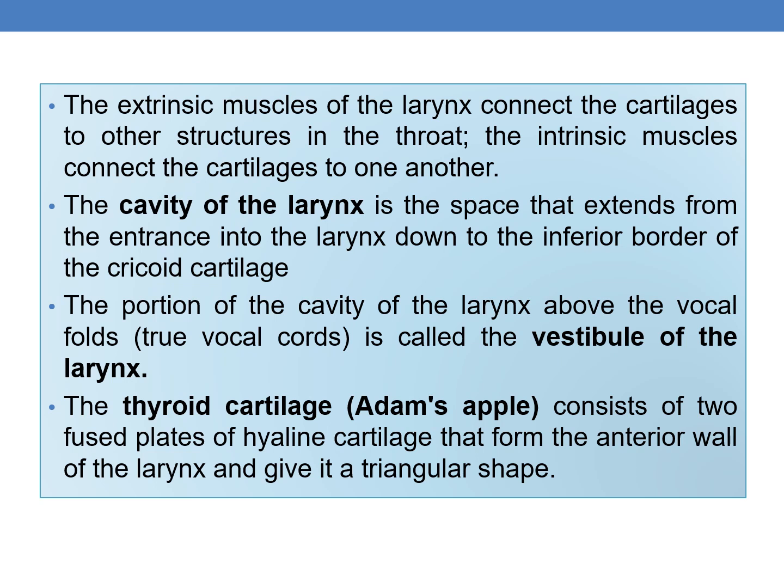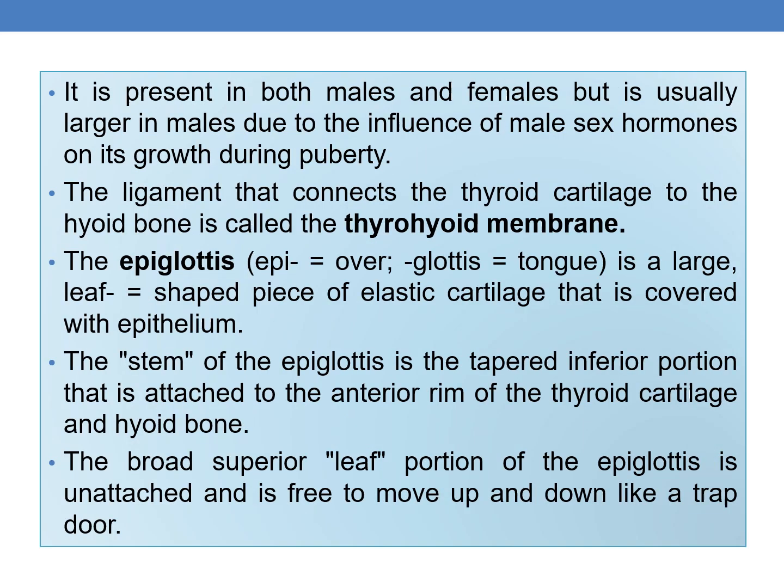And the thyroid cartilage or Adam's apple consists of two fused plates of hyaline cartilage that form the anterior wall of the larynx and give it a triangular shape. It is present in both males and females but is usually larger in males due to the influence of male sex hormones on its growth during puberty. And the ligament that connects the thyroid cartilage to the hyoid bone is called the thyrohyoid membrane.